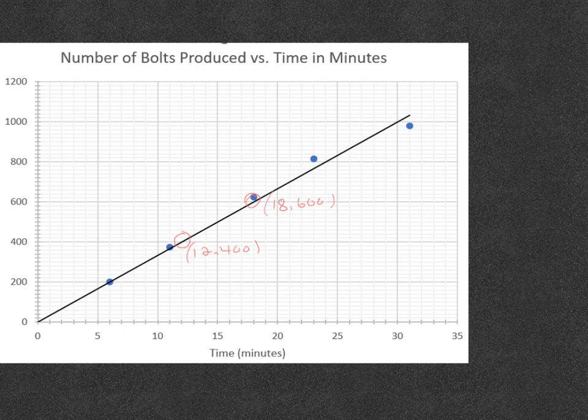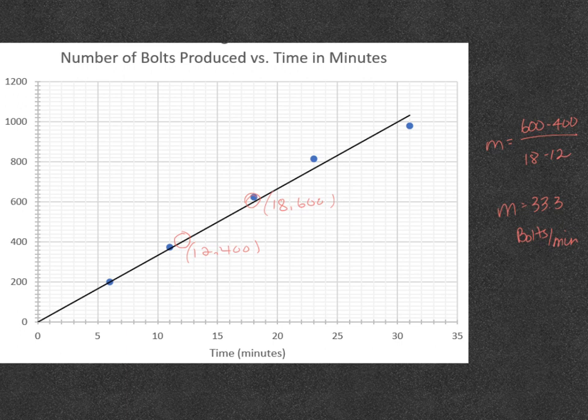To get the slope, you're going to do change in y divided by change in x. So your slope is going to be 600 minus 400 divided by 18 minus 12. And you're always going to reduce it. You never leave it as a fraction. And I get 33.3. And the unit for that is volts per minute, which is a production rate.